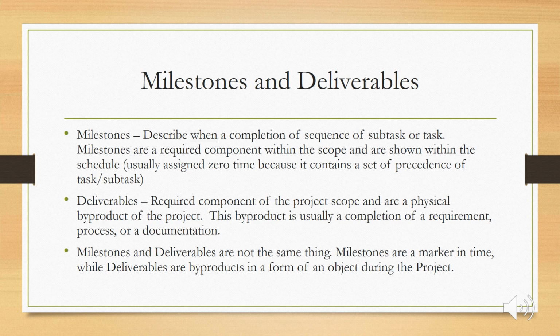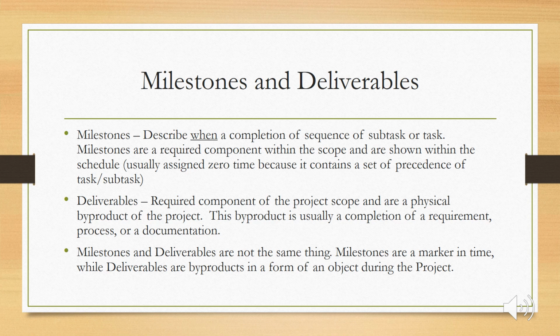While deliverables are a required component of project scope, they are a physical byproduct of the project. This could be a completion of a requirement, process, or documentation. A lot of times, these byproducts are not necessarily a tangible object, but can be some sort of digital signature on a form that was received. The project schedule is considered a deliverable, so is the scope, and even the work breakdown structure is also considered a deliverable.